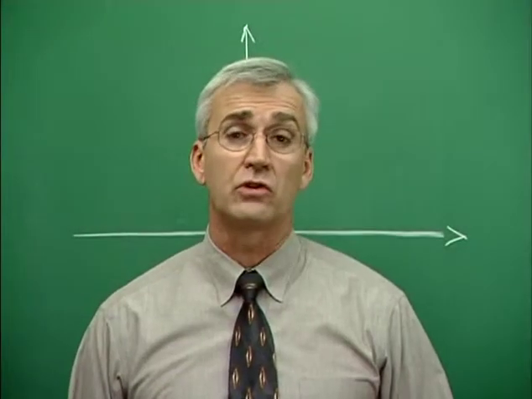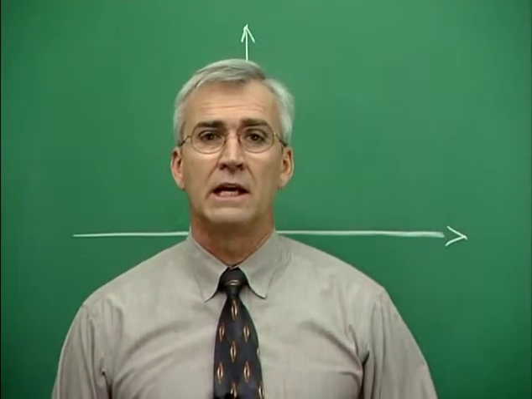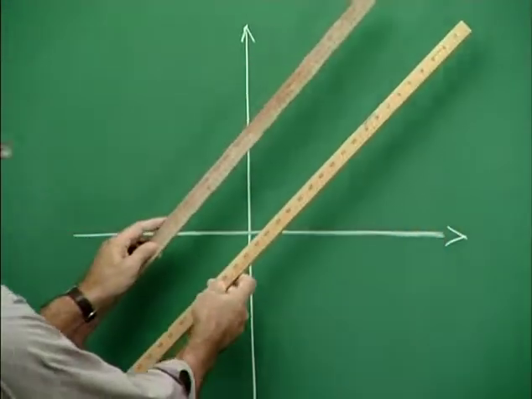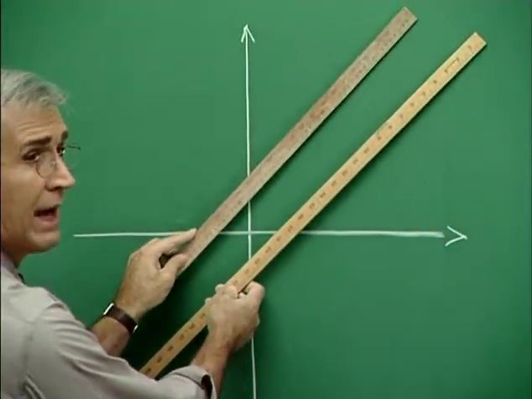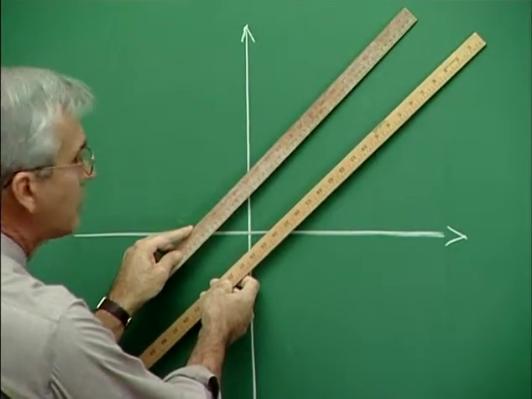We know that slope describes the steepness of a line as it passes through a coordinate plane. It should be no surprise that if two lines are parallel, they have the same steepness, and therefore they would have the same slope number. So parallel lines have equal slopes.